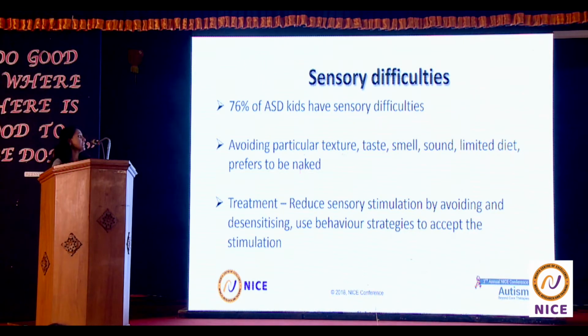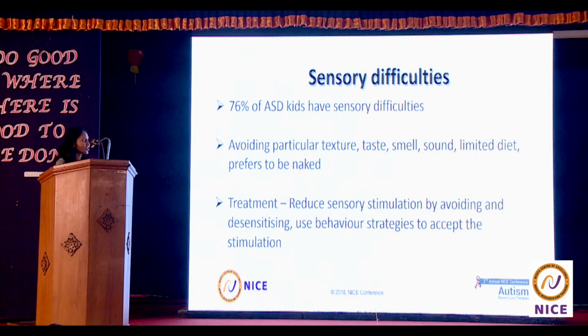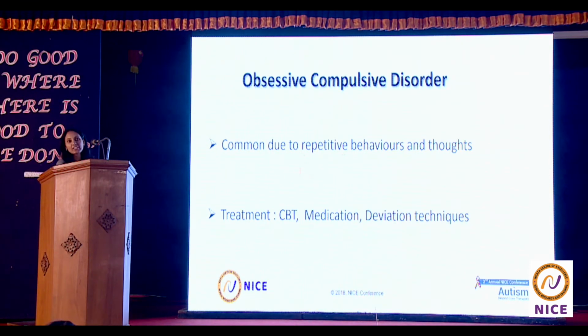Then the sensory difficulties: nearly 76% of ASD kids have sensory difficulties. It is associated with avoiding particular textures or tastes, smells, sounds, or with a limited diet. The treatment is, if it is possible, we can avoid that particular stimulus, or we have to do desensitization by graded exposure. The depression: 30% of autistic teenage kids have depression. Mainly, it's very common in the higher functioning autistic kids. For most psychiatric conditions, the treatment is a combination of medication and psychotherapy. Obsessive compulsive disorder is also common in autistic kids because of the repetitive behaviors and thoughts.